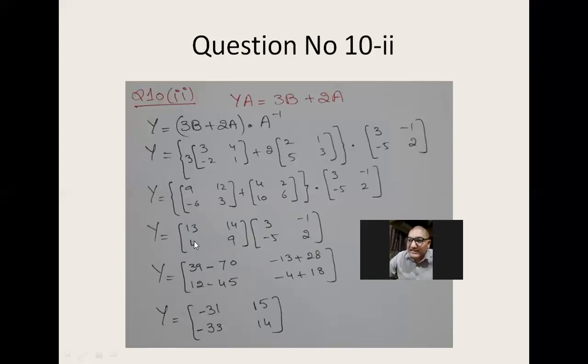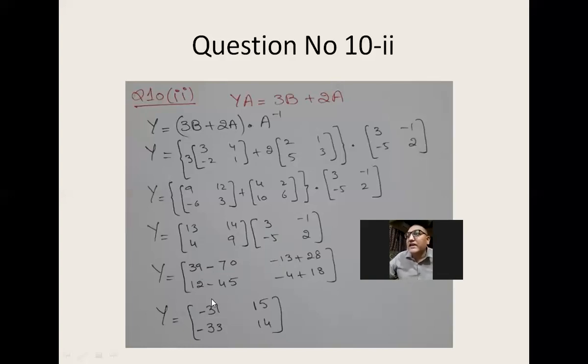Now this is the second row's turn to multiply, so it will multiply with the first column. So 4 multiplied by 3, that's 12. 9 multiplied with -5, that's -45. Then the second row will multiply with the second column. 4 multiplied by -1, that's -4. 9 multiplied by 2, that's 18.